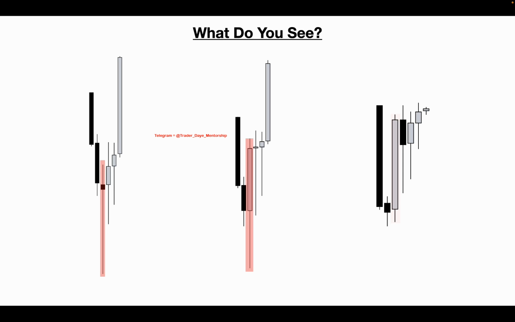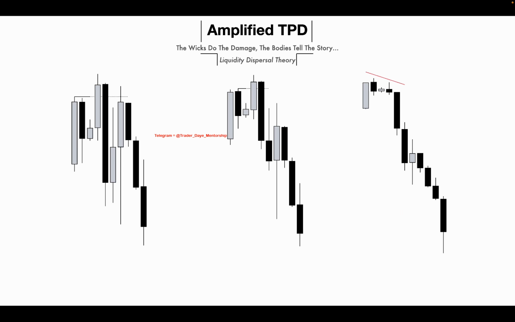All right, if you said precision swing point, then you would be correct. Now, amplified TPD: the wicks do the damage, the bodies tell the story. So, liquidity dispersal theory. I want you to pay attention to the PSP shown right here, and I want you to focus on the bulk of the body. So the higher time frame narrative for this price run was bearish. So we were seeking lower prices.